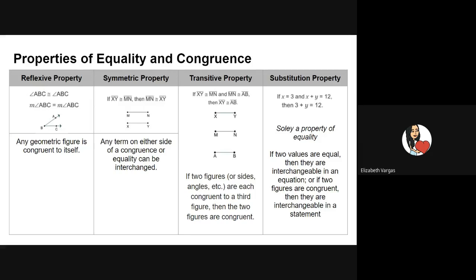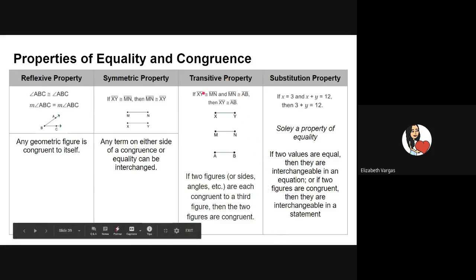The transitive property, on the other hand, is a little bit different, and it states that if two figures are each congruent to a third figure, then those two figures are congruent to each other. So for example, if I said the square was equal to the circle and the square was equal to the triangle, well, because both the circle and the triangle are equal to the square, then I could say that the circle and the triangle are equal to each other. So that's kind of what it looks like.